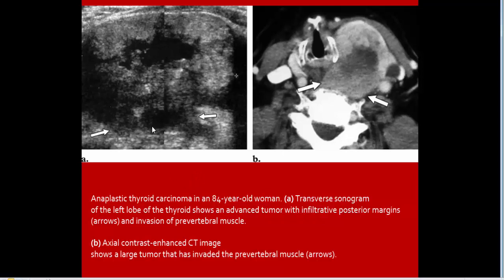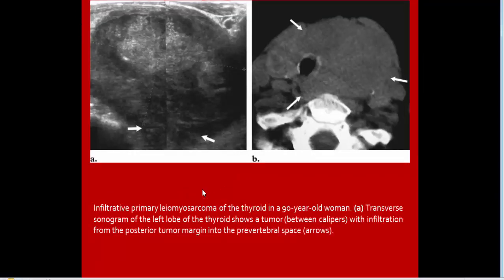84-year-old woman. Transverse sonogram shows left lobe thyroid, advanced tumor infiltrating posterior margins and invasion of prevertebral muscle. Axial CT shows a large tumor that invades prevertebral muscles. Infiltrative primary leiomyosarcoma of the left lobe thyroid shows tumor, as we see, infiltration from the posterior tumor margin into prevertebral muscles.